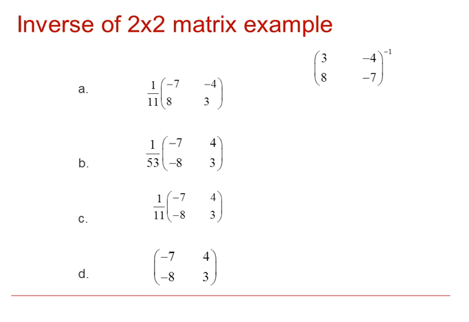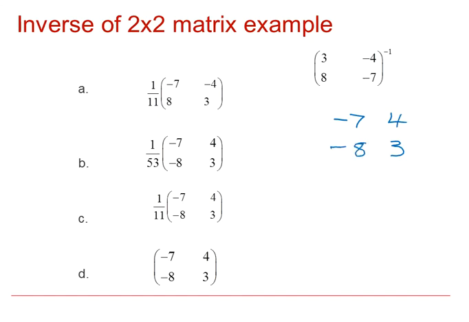Here is another example that you can solve using your calculator to choose whether A, B, C or D is the right answer. Well, we know that the 3 and the minus 7 will swap. So therefore we are looking for minus 7 and 3. And we know the signs of the 8 and the minus 4 will swap. So 4 and minus 8.